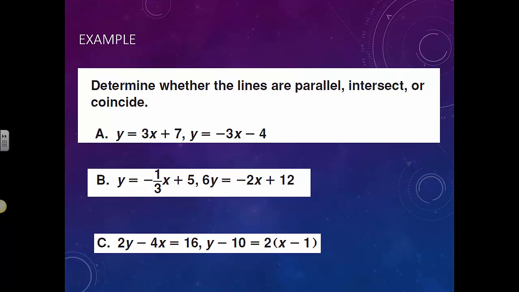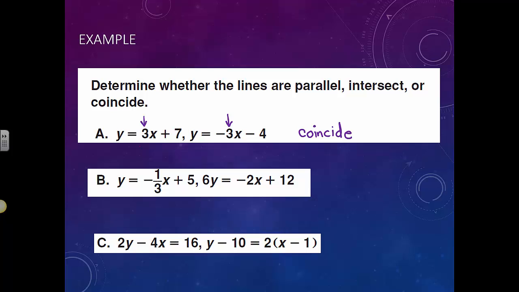So if we look at these equations here, we have to determine whether they're going to be parallel, whether they're going to intersect, or coincide. So the first set's not so bad. I'm looking at the slope here. This slope is 3. This slope is negative 3. They have different slopes, so according to the previous slides, these two lines would coincide because the slopes are different.